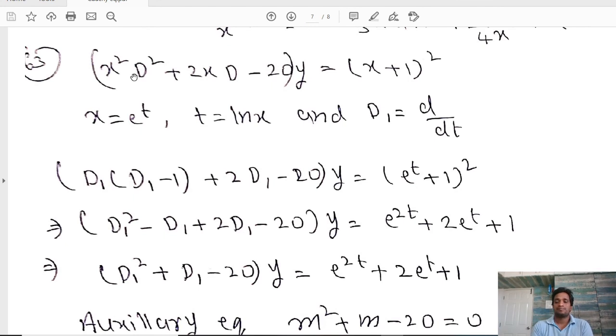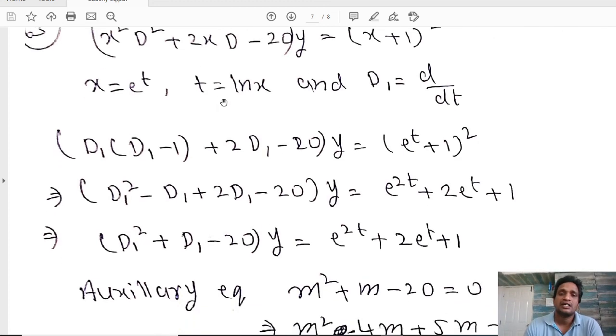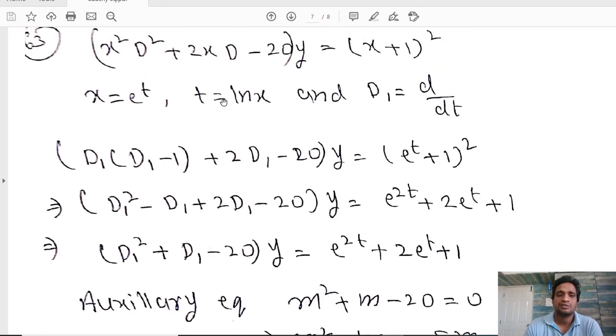So you see here x square d square plus 2xd minus 20y is equal to (x plus 1) whole square. Check here, x square d square, x power 1 d power 1. There is no x term for the constant, you may assume x power 0. So directly we can say that it is a Cauchy-Euler equation.